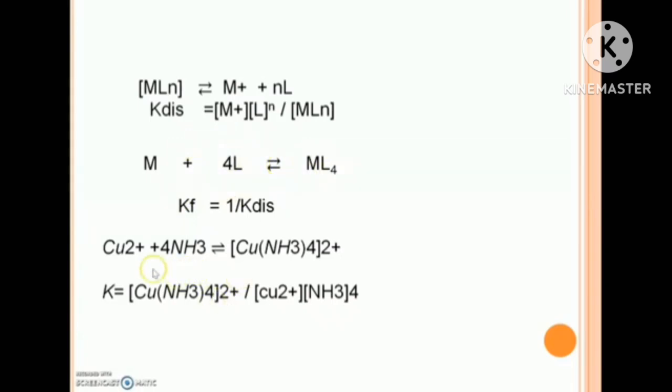And we can write an example. Cu2+ plus 4NH3 gives [Cu(NH3)4]2+. Here the formation constant, that is the stability constant, is represented like this: K is equal to [Cu(NH3)4]2+ divided by [Cu2+] times [NH3] raised to 4.